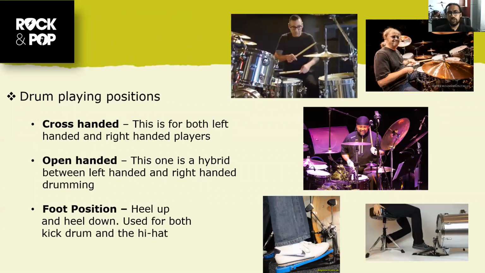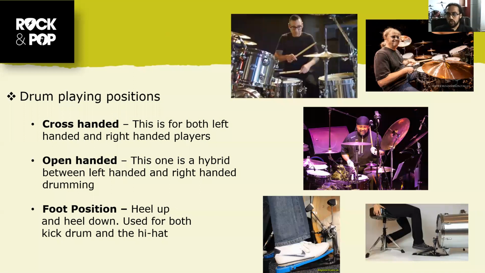Some drum playing positions. There are, hands-wise, two. As you can see, the top two pictures show the cross-handed drumming position. Cross-handed is nothing but a position where your hands are crossed. One hand goes over the other. The hand that is on top plays the hi-hat. The hand that is on the bottom plays the snare drum. This playing position can be used by righties as well as lefties.